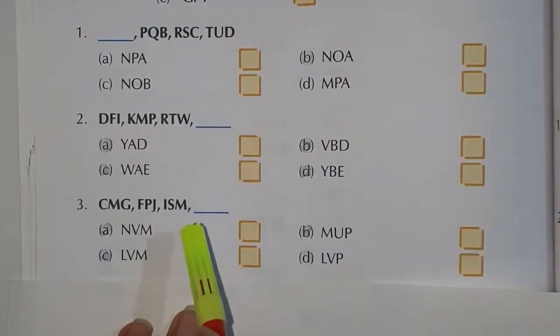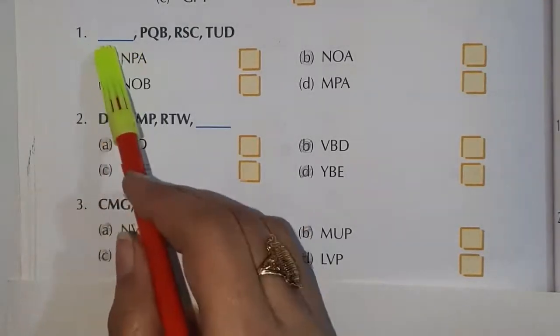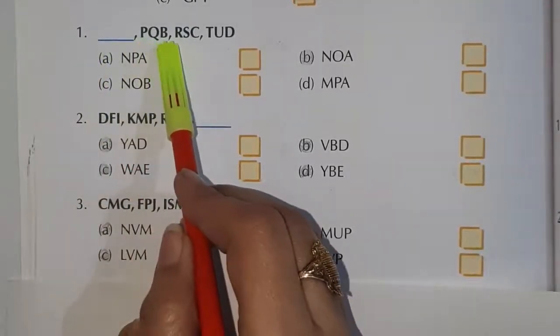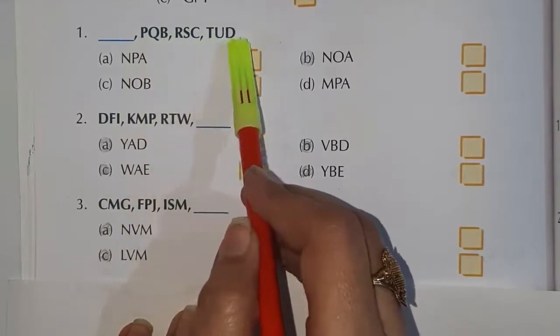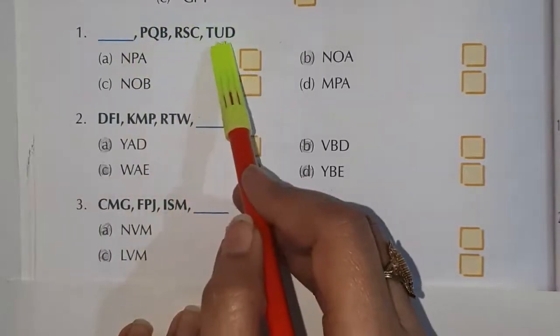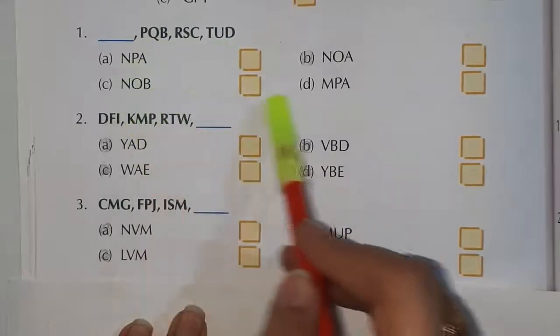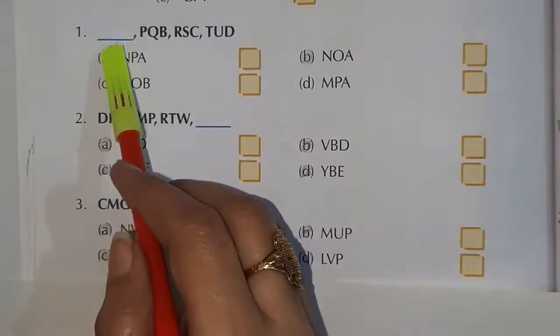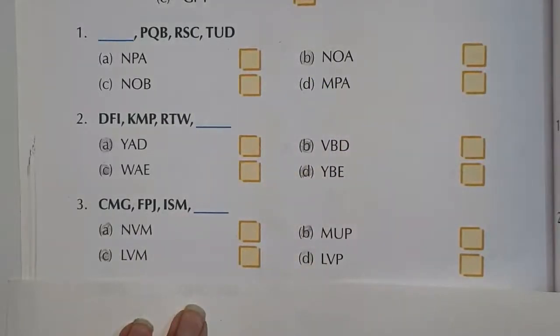Now, it's time to give homework questions. First homework question is dash, PQB, comma, RSC, comma, TUD. Here also comma is there. So, three alphabets are given together. You have to find out the relation and choose the correct option. Option A, B, C and D. 4 options are given.